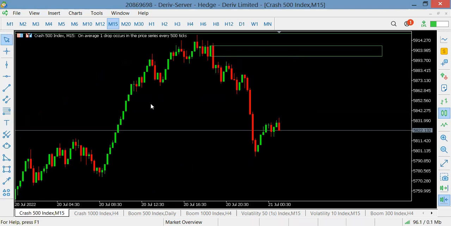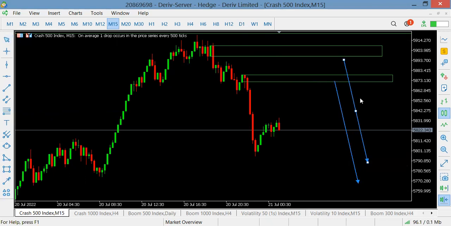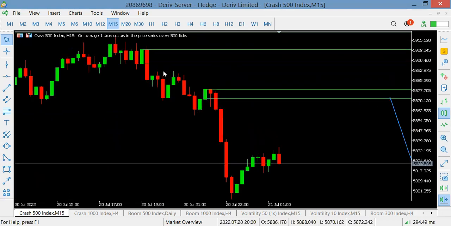Okay, guys. So I'll be looking to short Crash 500 from either of these zones, that price drops from this zone or price drops from this zone. But I'll be looking to enter from this zone particularly because I can see an equal high somewhere around there.